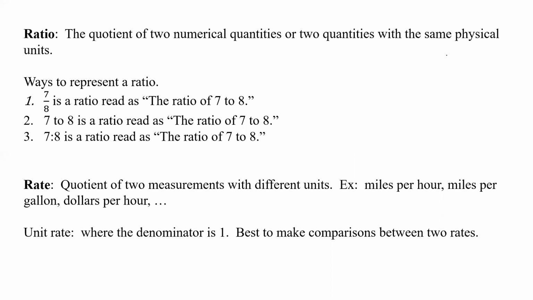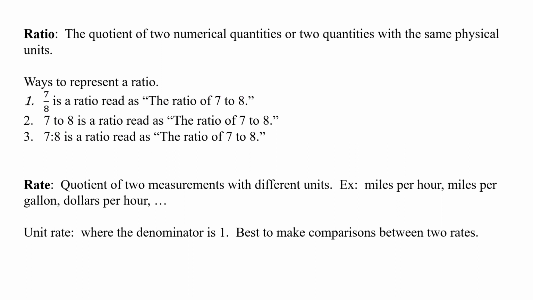And so the ways to represent a ratio, we have three. We have the fraction form, and it's 7/8, which is read the ratio of 7 to 8. We have the words form, 7 to 8, and it's read as the ratio of 7 to 8 as well. And then we have the 7:8, which is also read as the ratio of 7 to 8.